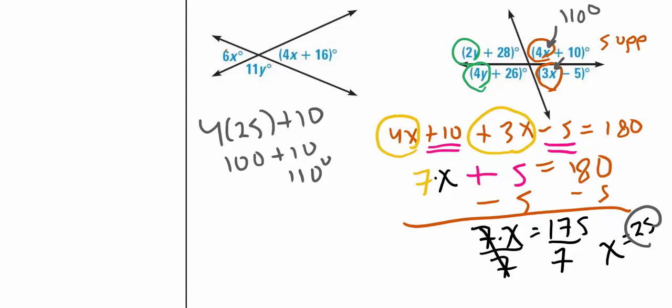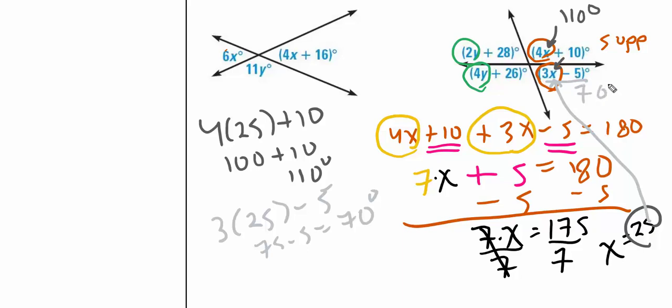Doing this other angle right here, 3x minus 5, that's 3 times 25 minus 5. We replace that 25 in for the x. That's 75 minus 5 is 70 degrees. So we find that this is 70 degrees. Will you note that 110 plus 70 is 180? They are supplementary. This checks out.